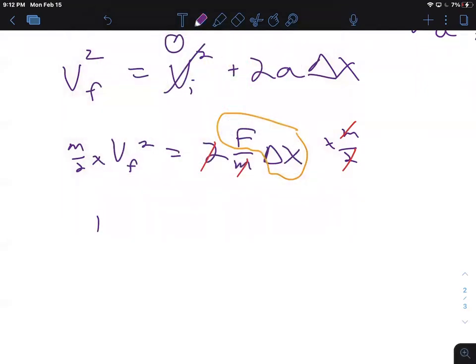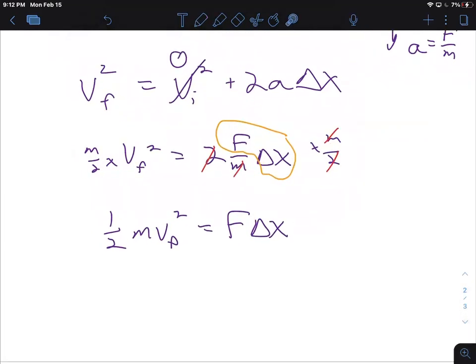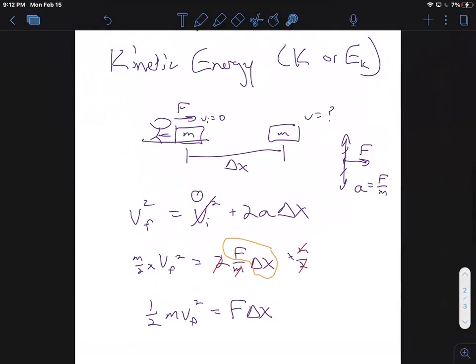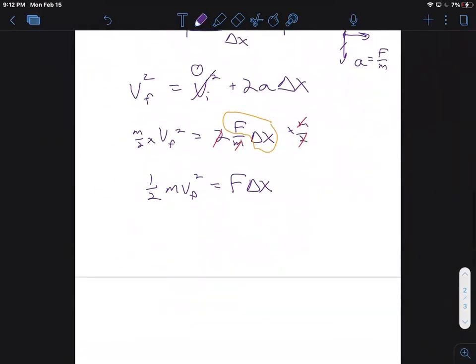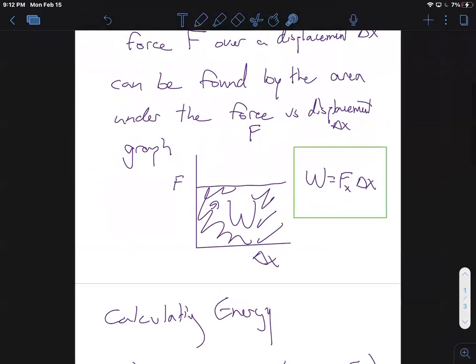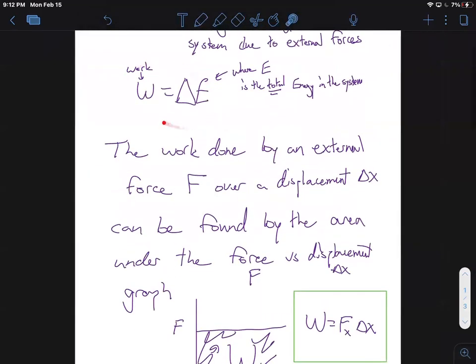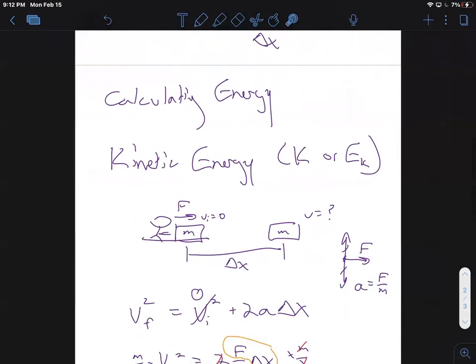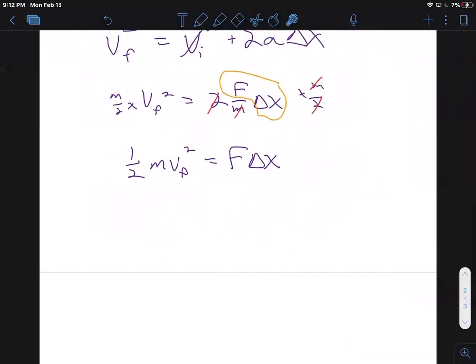Instead of writing m over 2, I'm just going to write 1/2 m vf squared equals f delta x. Well, this is the work. This is the change in energy. This is how much I changed the box's energy by, because we defined work as F delta X, and work again is the change in energy. So I can say here that my change in energy is 1/2 mvf squared.